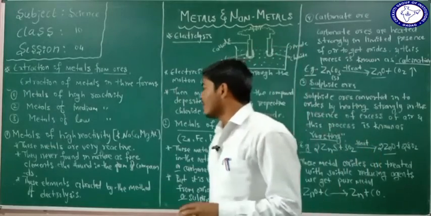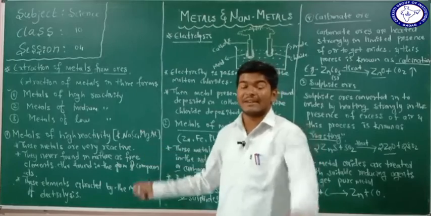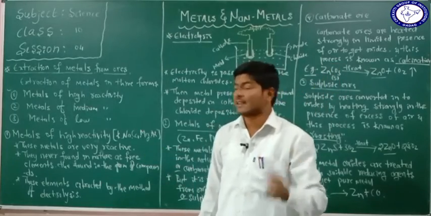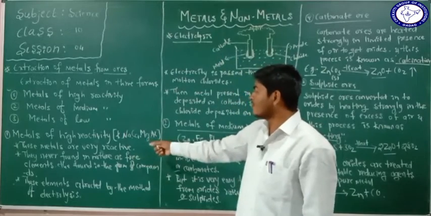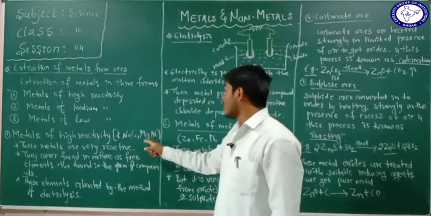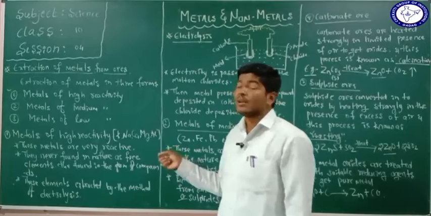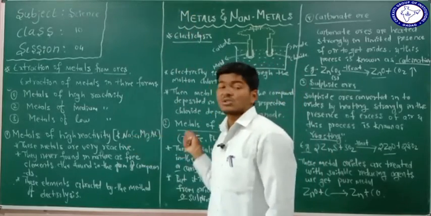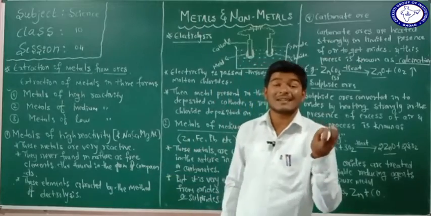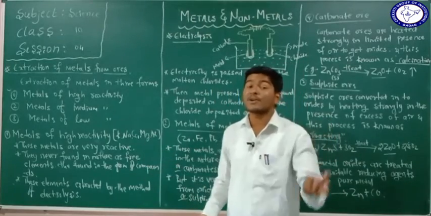As we know already, the metals of high reactivity in the reactivity series are sodium, potassium, calcium, magnesium and aluminum. These are found at the top of the reactivity series because they are the most reactive. So how are we going to extract these metals from their respective ores?